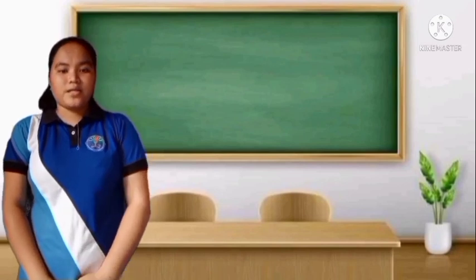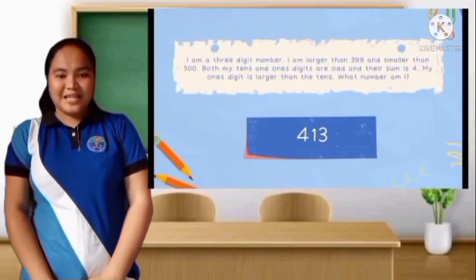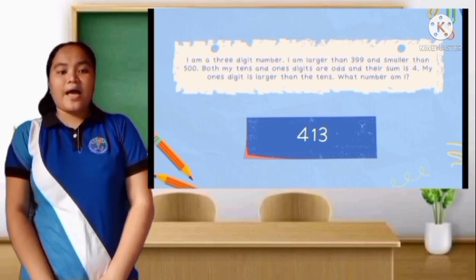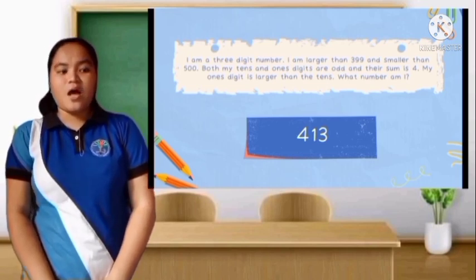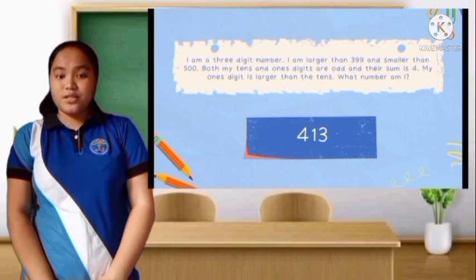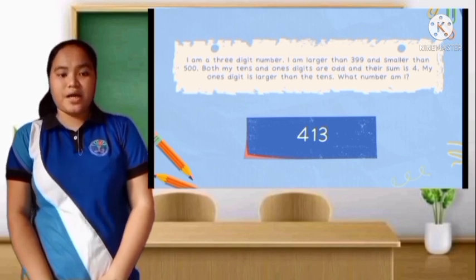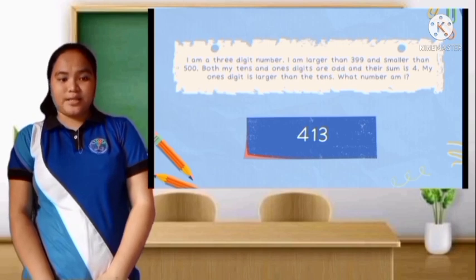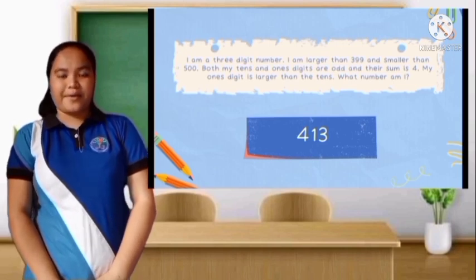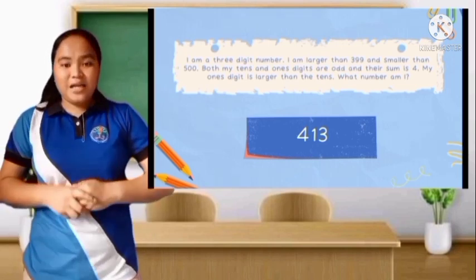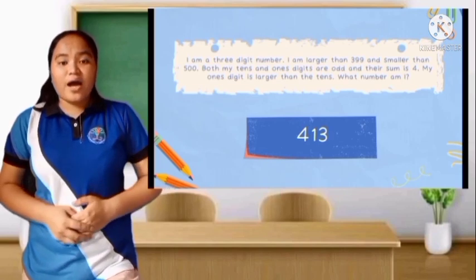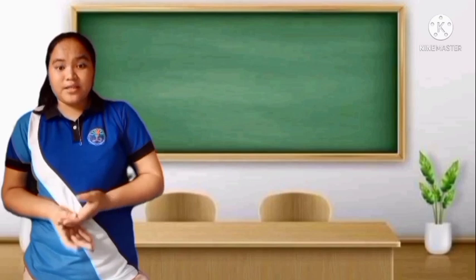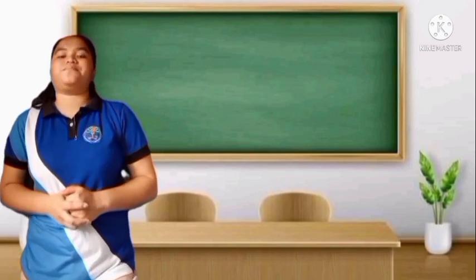So, our next question is, I am a 3-digit number. I am larger than 399 and smaller than 500. Both my tens and ones digit are odd and their sum is 4. My ones digit is larger than the tens. What number am I? The given answer here is 413. So, how will 413 come out in this question?